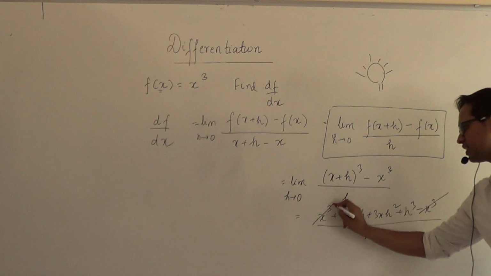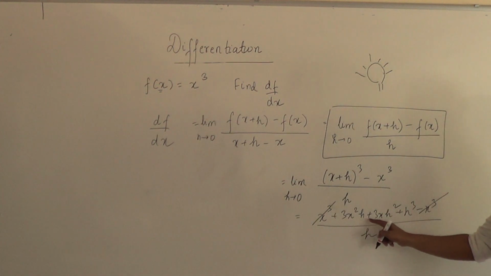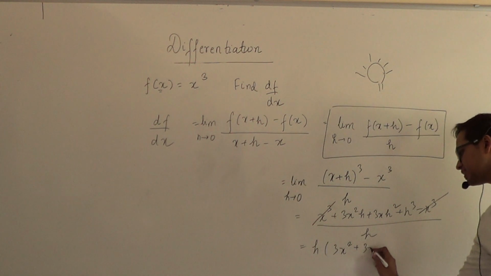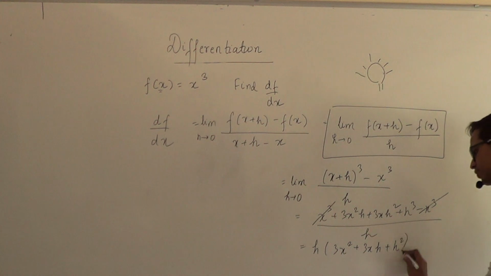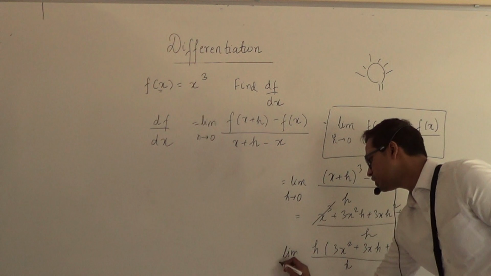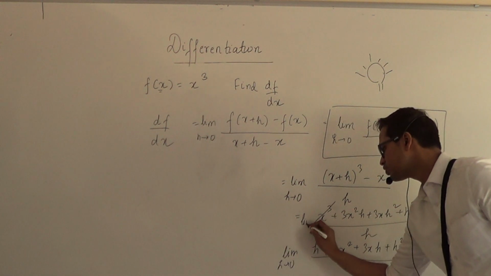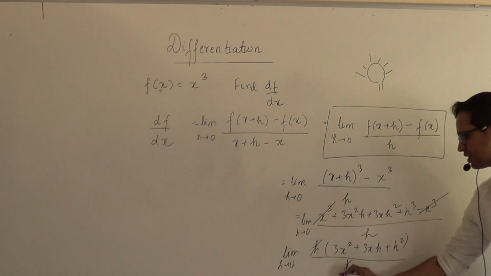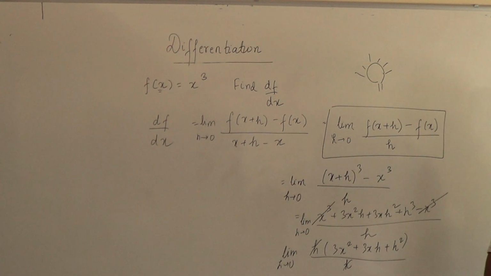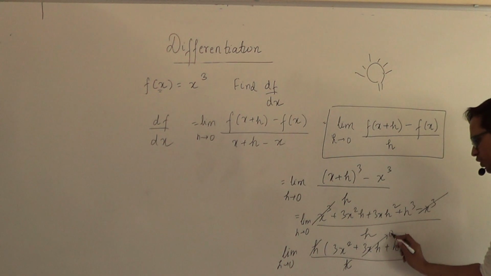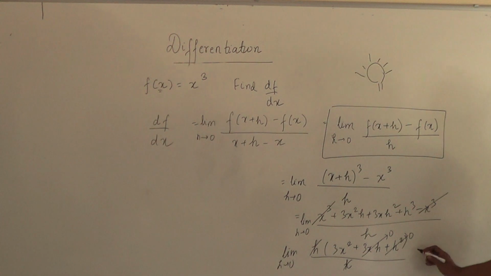X cube gets cancelled. Pull out the h from the numerator. So I'll get 3x square plus 3xh plus h square, whole by h. Keep writing limit till you have evaluated your limit. Here also write your limit. H gets cancelled. Correct? Now when you substitute h as 0, what answer do you get? This term will become 0, this term will become 0, ultimately giving you the answer as 3x square.